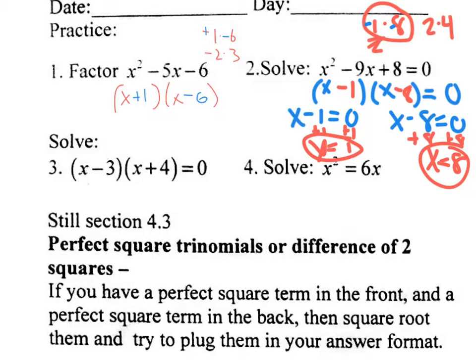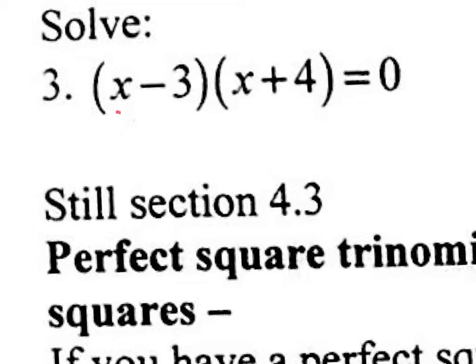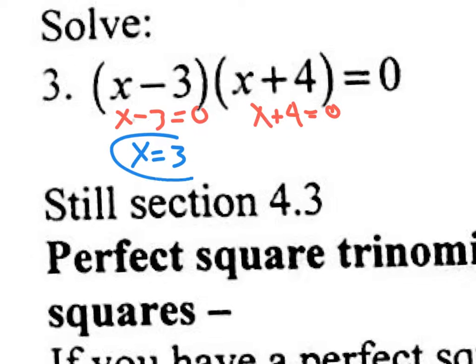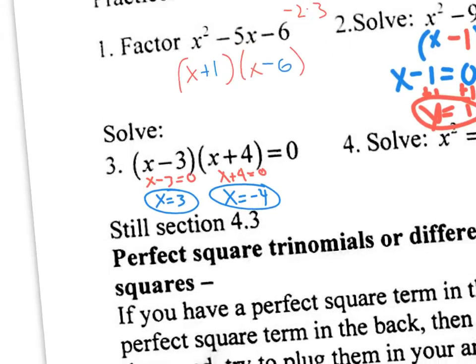Now number 3, it's already factored for you, so you could just jump right into solving that thing. Let me zoom in a bit here. So we're just going to jump right into solving it. It's going to be x minus 3 equals 0 and x plus 4 equals 0, which means that your two answers are going to be what? x equals 3 and x equals -4. I didn't really show my work there, I apologize. But anyway, let's move on to number 4.